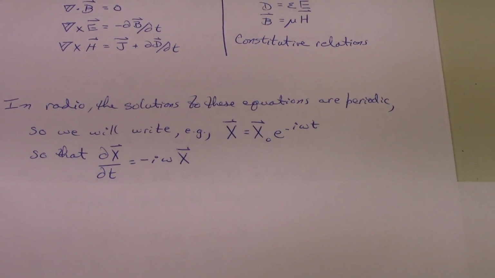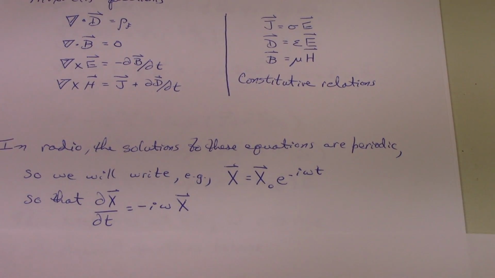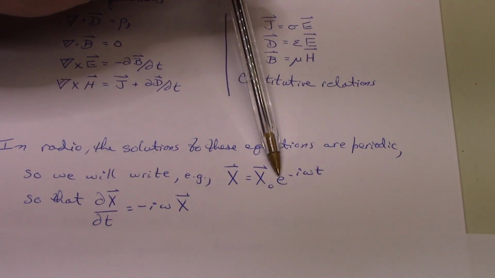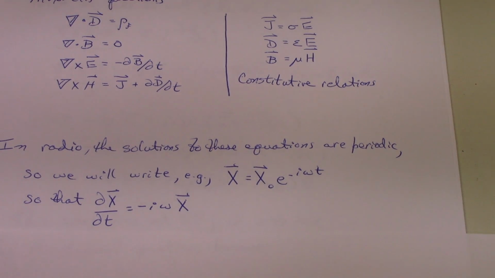So in radio, the solutions to all of these equations are periodic in time. That is to say, they repeat with a certain frequency. So we can write the solutions for D, B, E, H, and so on generically as being proportional to e to the minus i omega t, where i is the square root of minus 1. Engineers tend to write i as j. Physicists tend to write it as i.